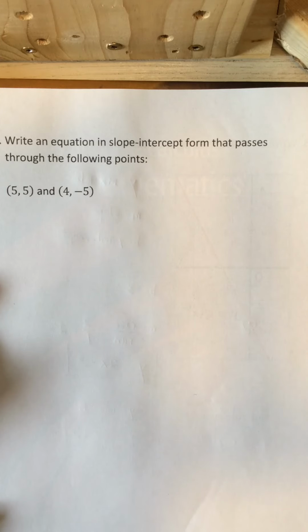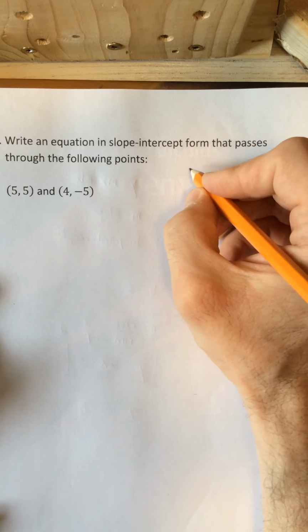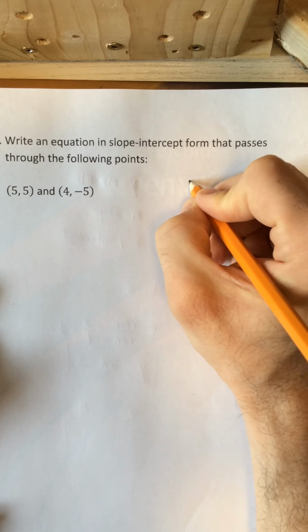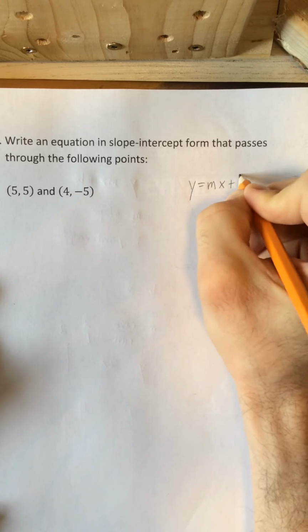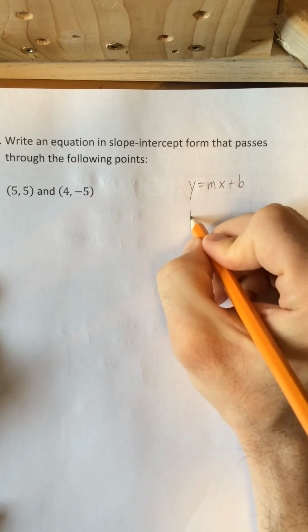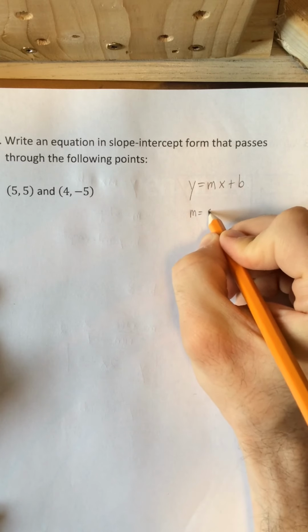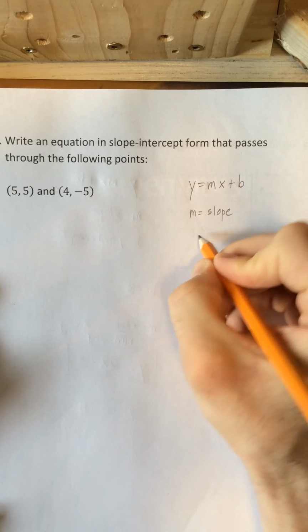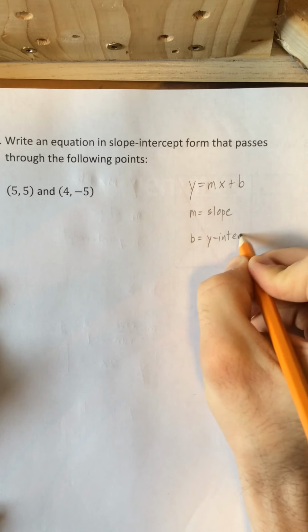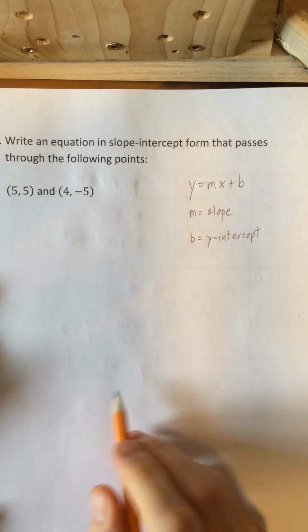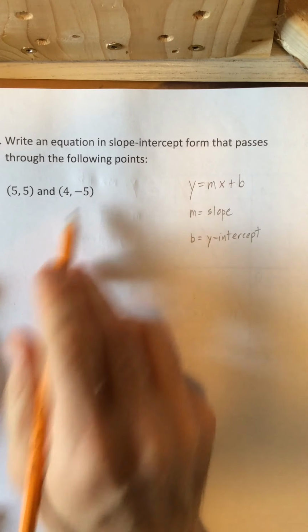Now I'm going to show you how to write the equation of a linear function in slope-intercept form when you're given two coordinates that the function passes through. Again, I'm going to remind you the slope-intercept form of an equation is y equals mx plus b. And the information we need to find is the m value, which is the slope, and also the b value, which is the y-intercept.